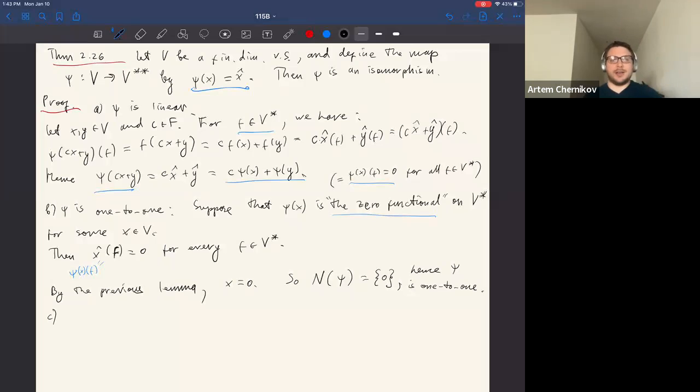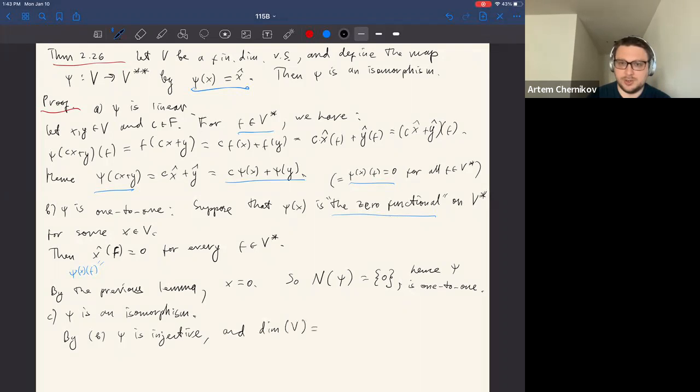It remains to remark from this that psi is in fact an isomorphism. Here we can shortcut our work a bit. Why? Because we know already by B that psi is injective, or 1-to-1. And also we know that the dimension of V is the same as the dimension of the double dual V star star.